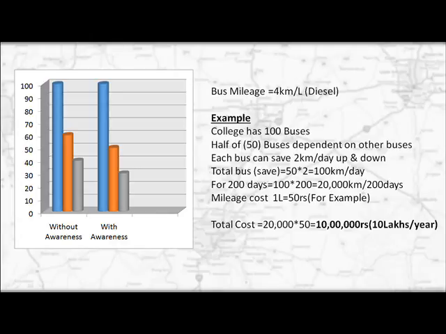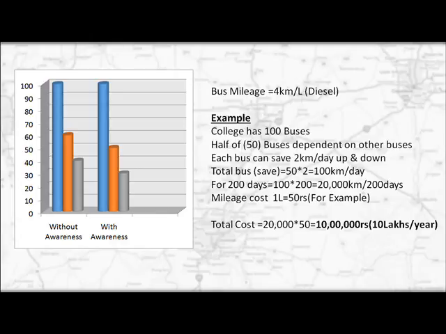Let us take the bus mileage as 4 km per liter, and a college is running 100 buses. Half of the buses are dependent on other buses, like on routes where there is a linear path, so it will be difficult where dependency is more. Let us take that each bus can save 2 km a day, up and down, by resolving this dependency problem. The total buses can save 100 km a day. So for 200 working days of a year, you can save 20,000 km.